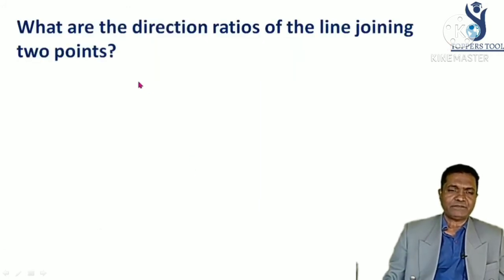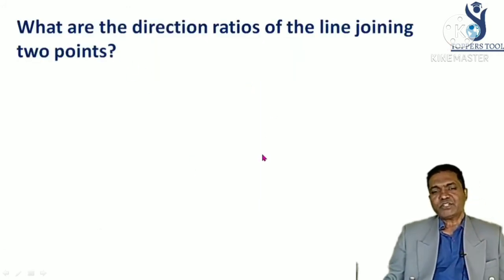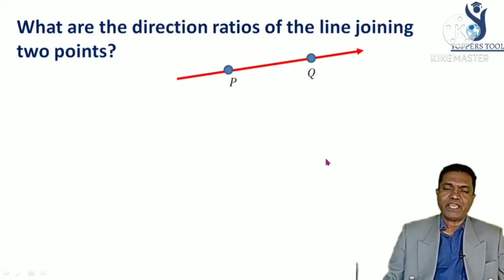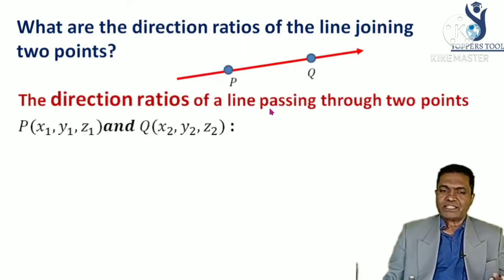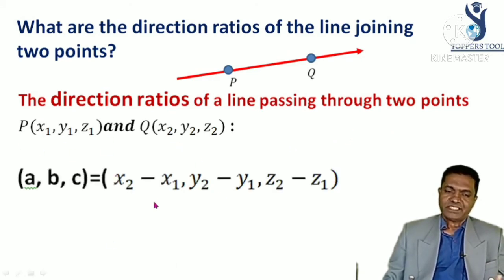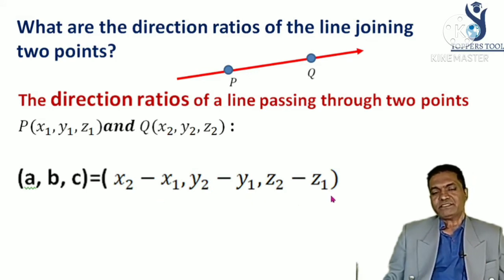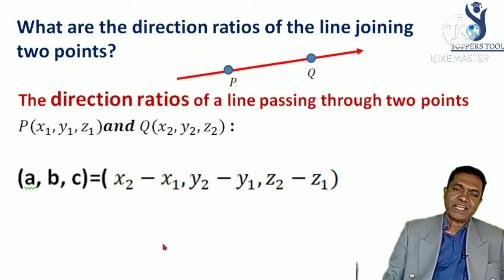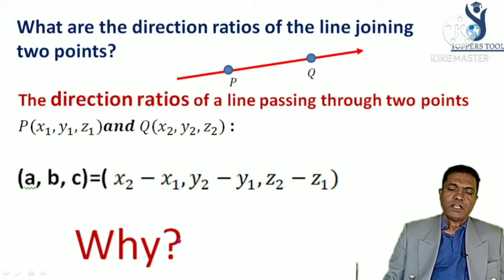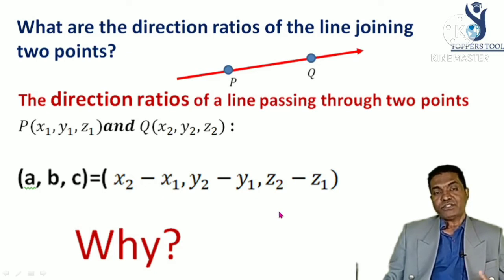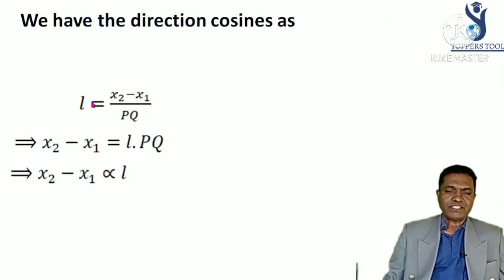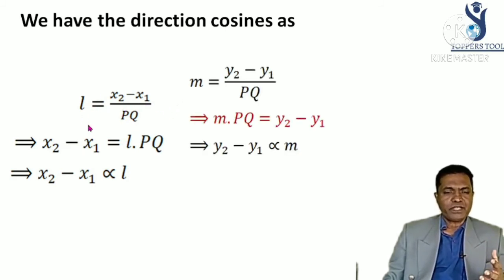So let's understand. Here is the question: what are the direction ratios of the line joining two points P and Q? The direction ratios of the line passing through two points P and Q are x2 minus x1, y2 minus y1, z2 minus z1, because they are proportional to the direction cosines, as I explained earlier. Now the question is, why are these the direction ratios? Let's understand. We have the direction cosines as this, the direction cosines of a line joining two points. We have proved it.